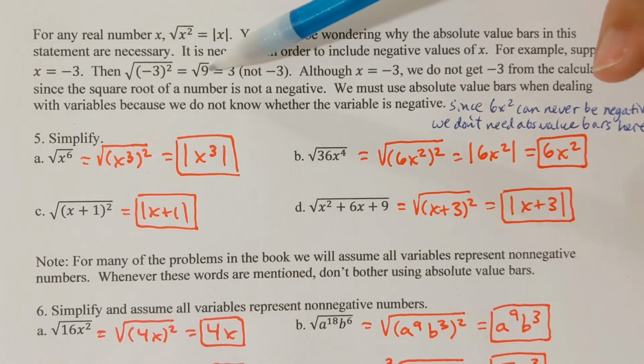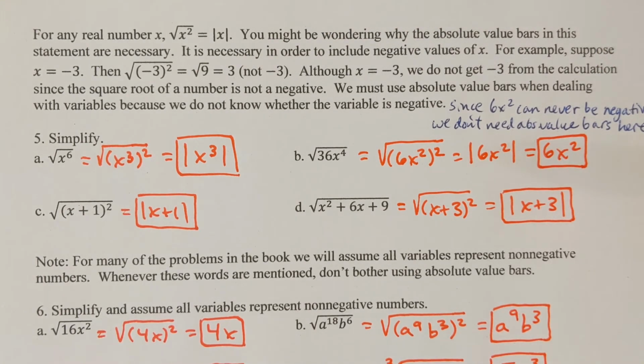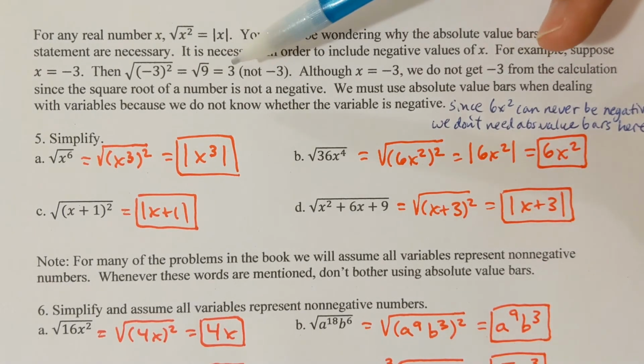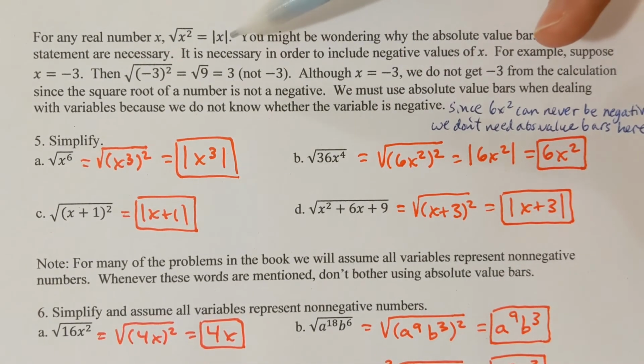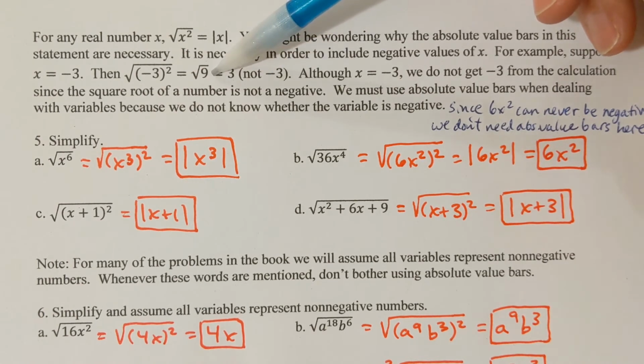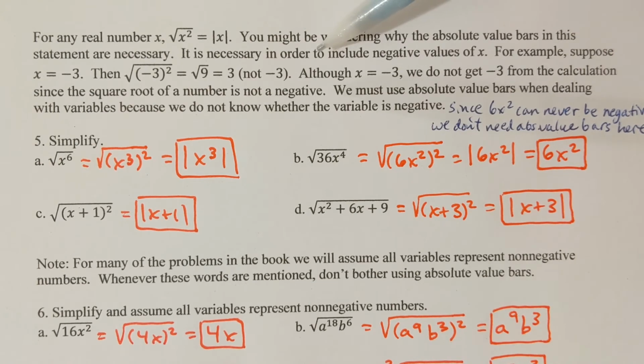The square root of a number is always a positive, but x was a negative. So I don't want a negative coming out of the calculation even though x was a negative. That's the reason for the absolute value bars, okay? Although x is equal to negative 3, we do not get negative 3 from this calculation. But the absolute value of negative 3 would be 3, okay?